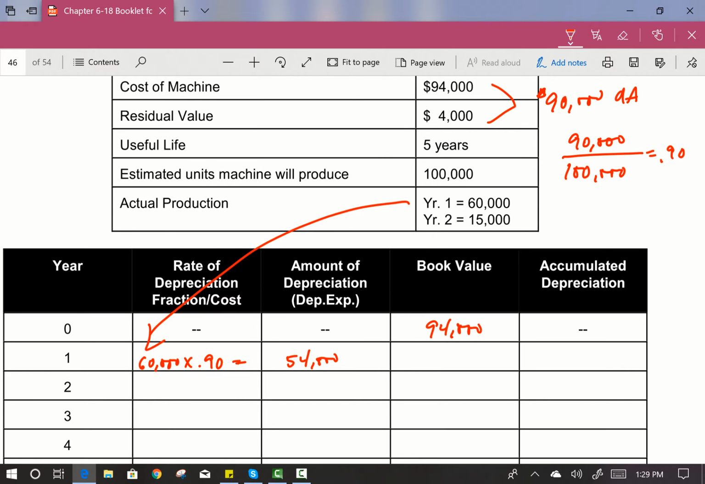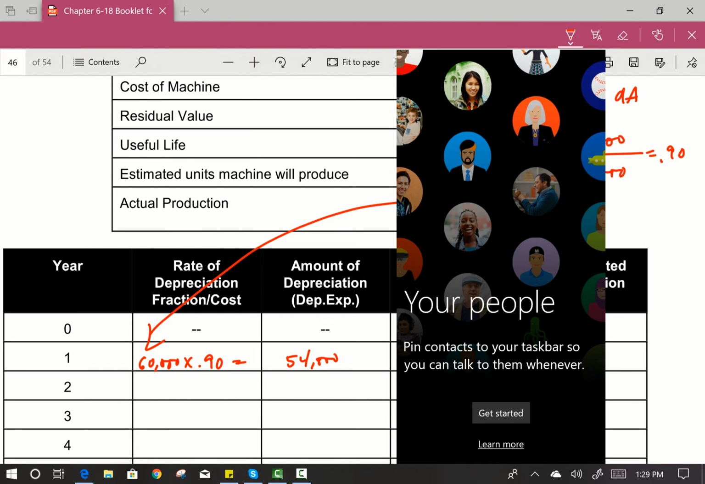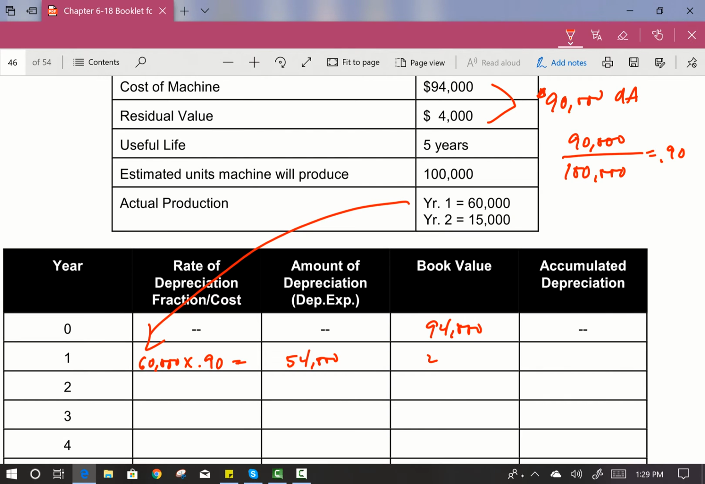Okay, so 94,000 minus 54,000 equals a book value of $40,000.